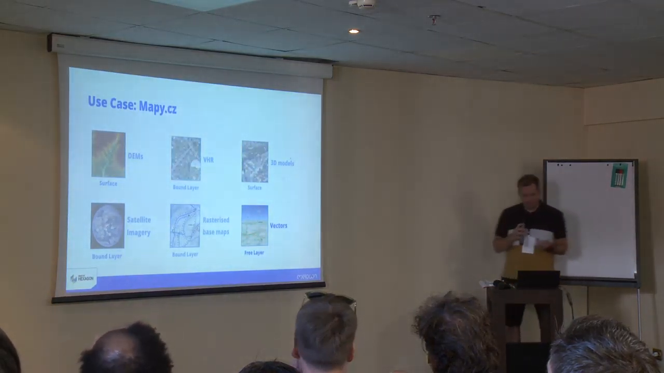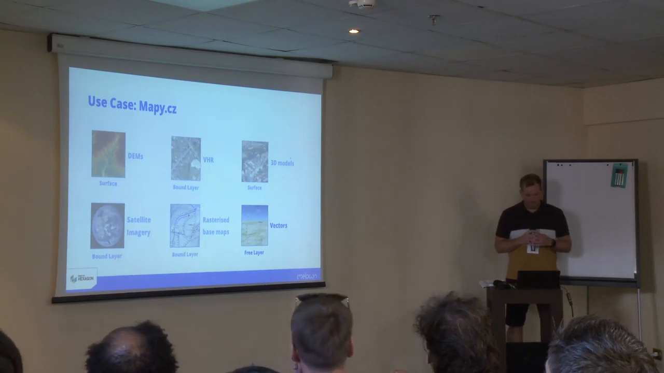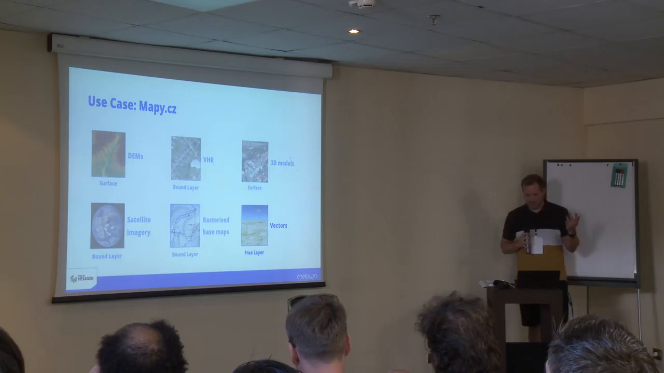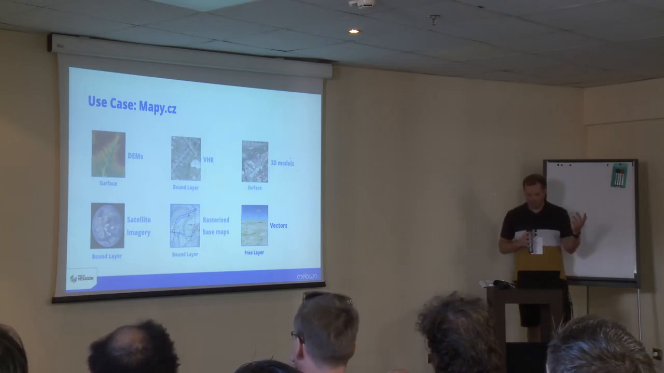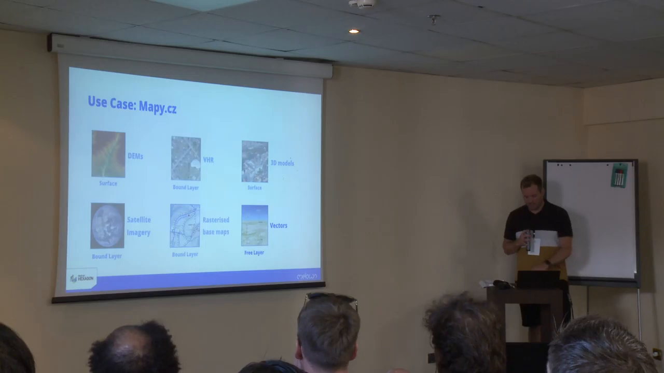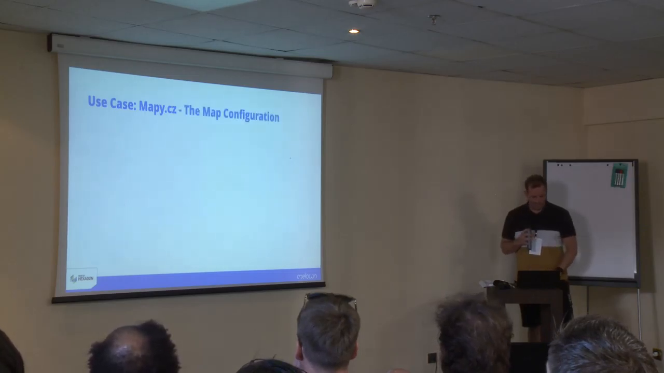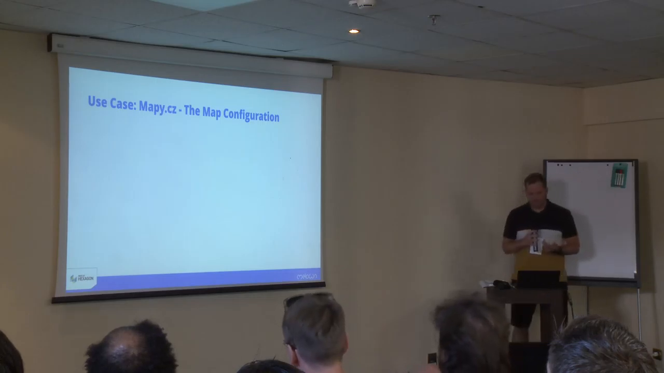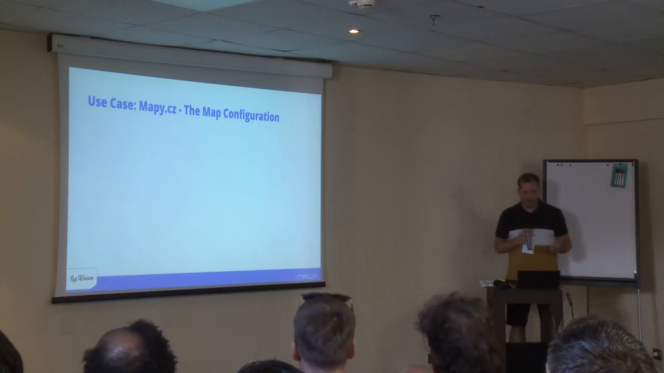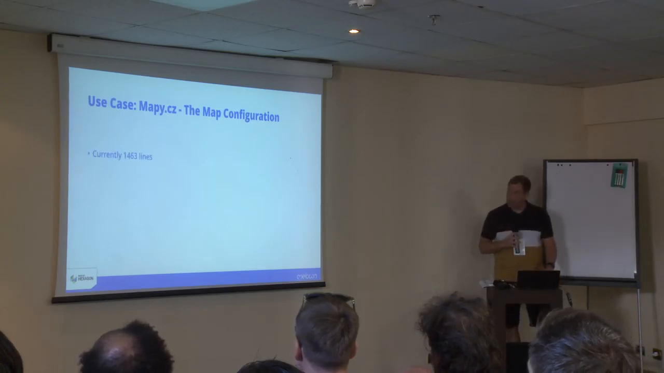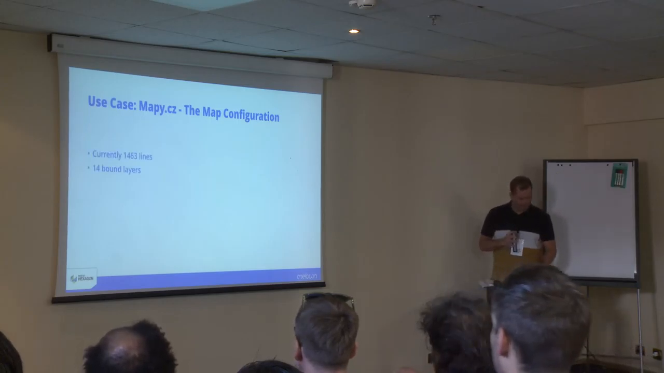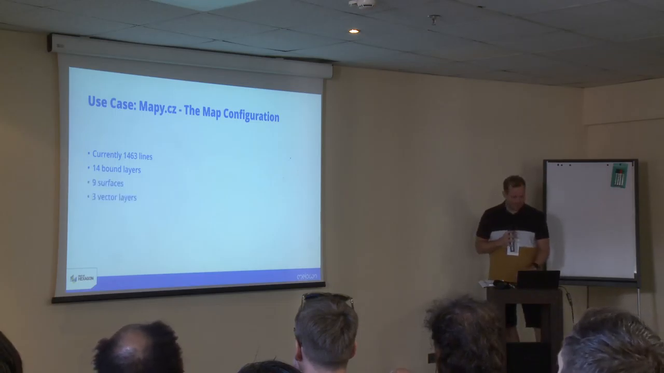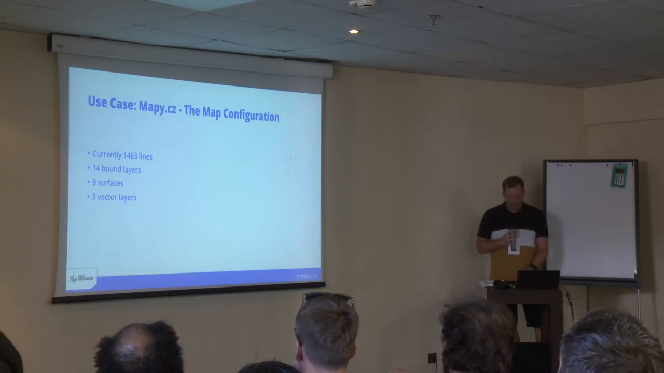And this is actually the whole mix. Vectors are free layers, and those are not fused with surfaces at all. The live map configuration is pretty large. Currently, it has 1,463 lines and contains 14 bound layers, 9 surfaces, 3 vector layers, and now to the magic.